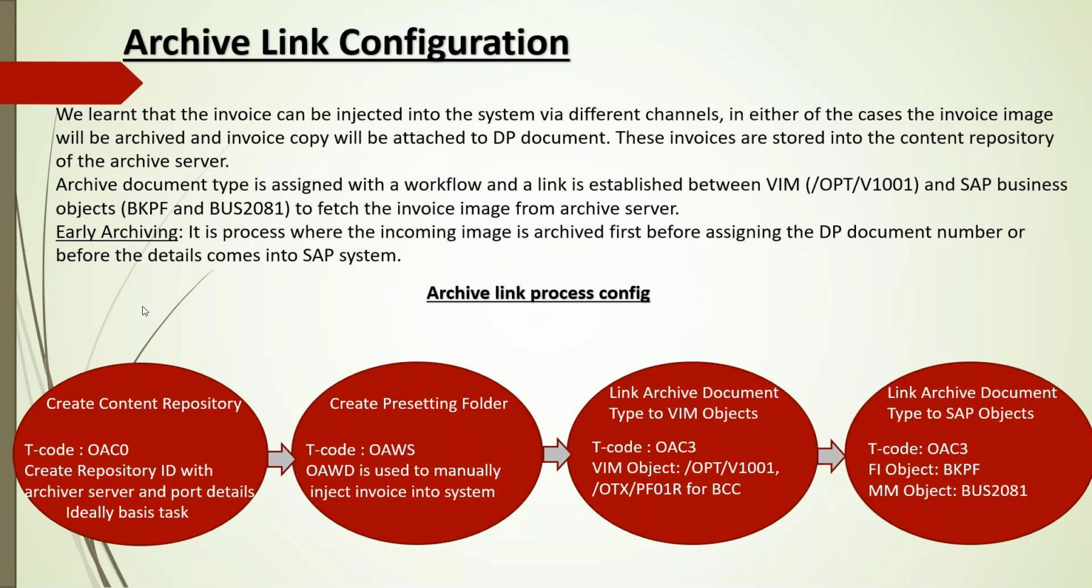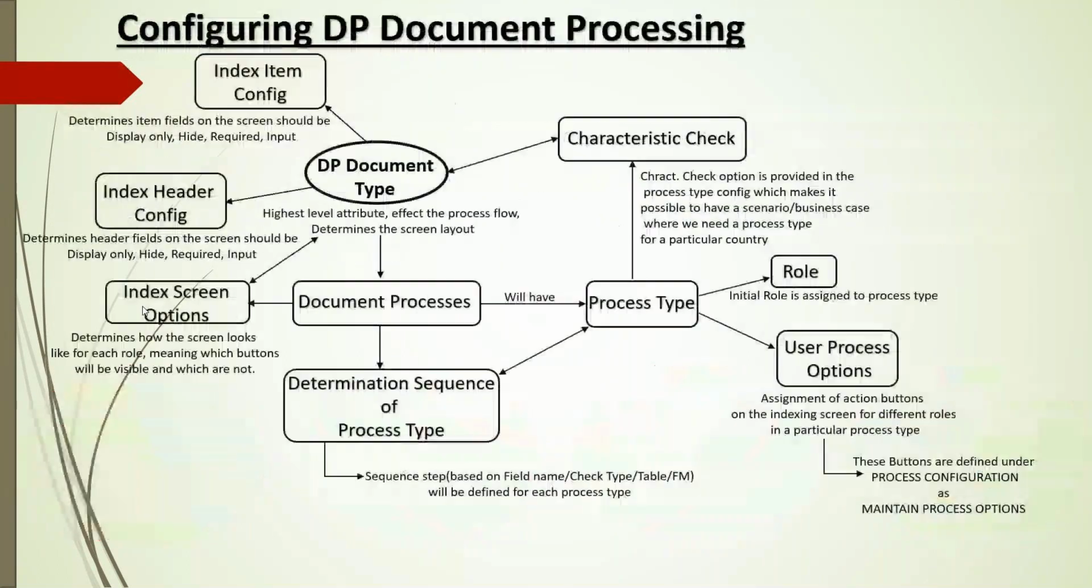Okay. And the second slide I have is a representation of different concepts. Here we have a DP document type, that is one concept, and how it is linked to different configurations or other concepts. What is index item coding, header coding, screen options, what are document processes, what is a process type, how this process type is linked to a DP document, etc. So this is called a mind map presentation. Okay, so that's what I have tried to give for one of the concepts.